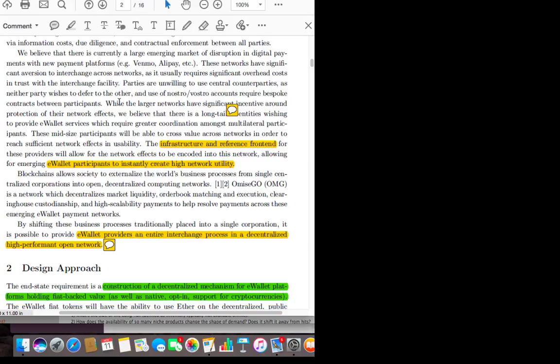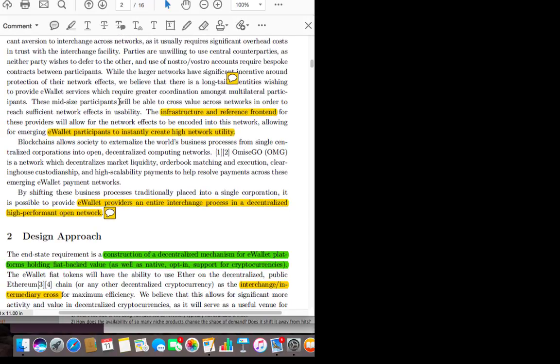We believe there's currently a large emerging market of disruption in digital payments with new payment platforms like Venmo. So I actually use Venmo. It's a great service. I actually pay for a lot of services using that. And basically what they're saying is that these networks have significant aversion to interchange across networks. So there's more cost involved to do the interchanging, and there's a reluctance to use central counterparties because usually those counterparties are associated with one entity or the other entity. So that's another good point there.